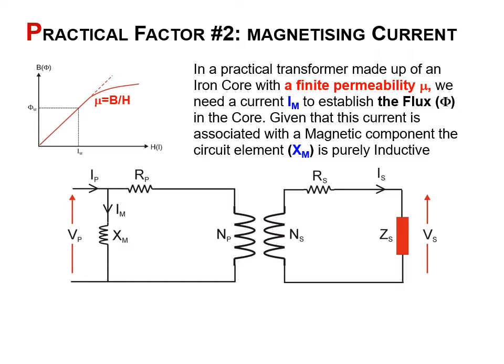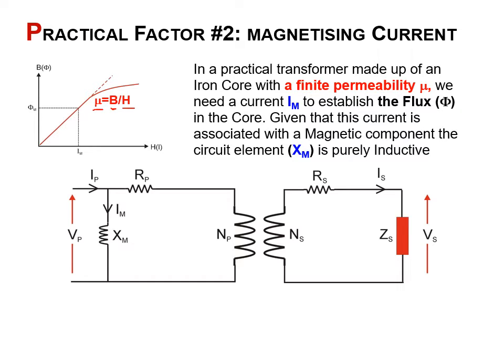So in a practical transformer, we have a finite permeability. So what does that mean? What that means is that the magnetic permeability is equal to the magnetic flux density divided by the magnetic field H.